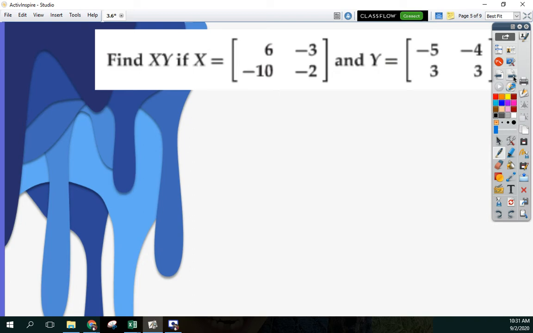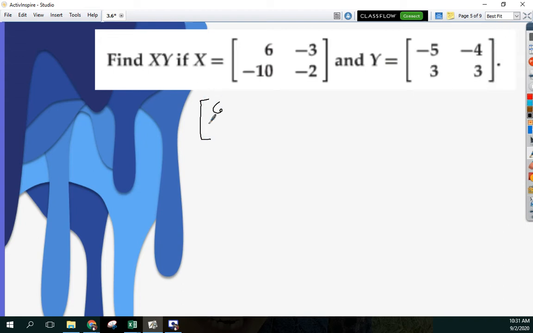They are both 2, so we are allowed to do it. So I'm going to go ahead and write that out. So I have 6, negative 10, negative 3, negative 2, and we're multiplying by negative 5, 3, negative 4, 3.